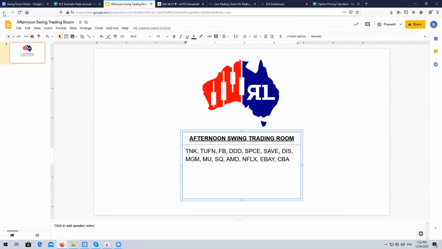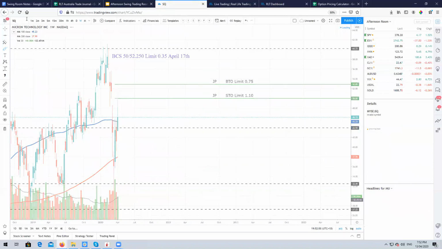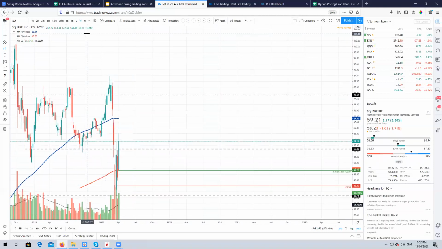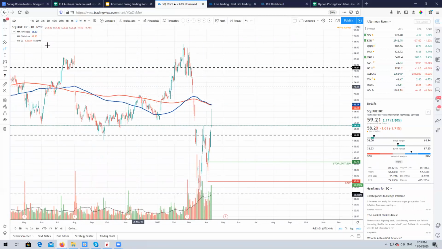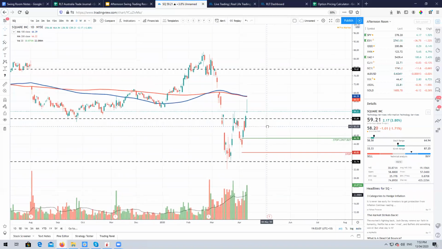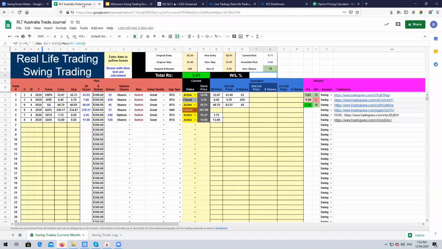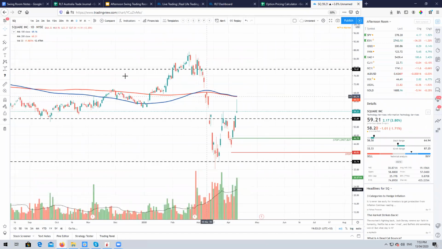All right, Square, good old Square. What's Square doing? Not a whole lot, holding up nicely. I did get out of Square on Thursday for a nice little gain as we were rising. Where are we here? I did get out at 62.57. I keep pushing the wrong thing. I'm going to move this over here. So 62.57.